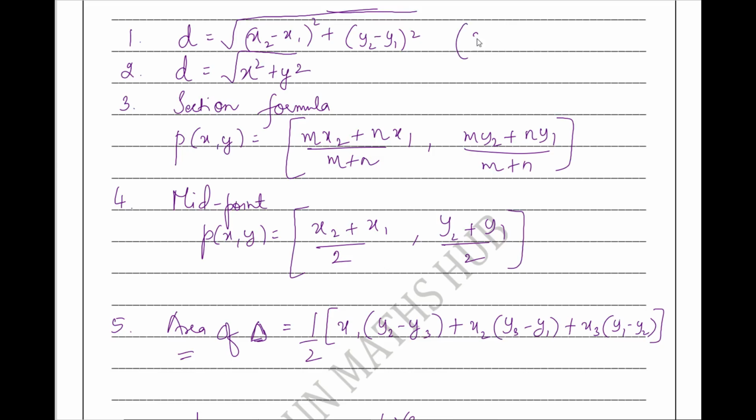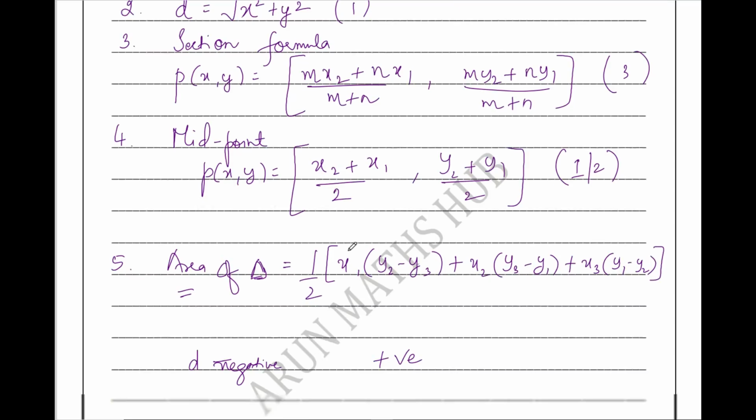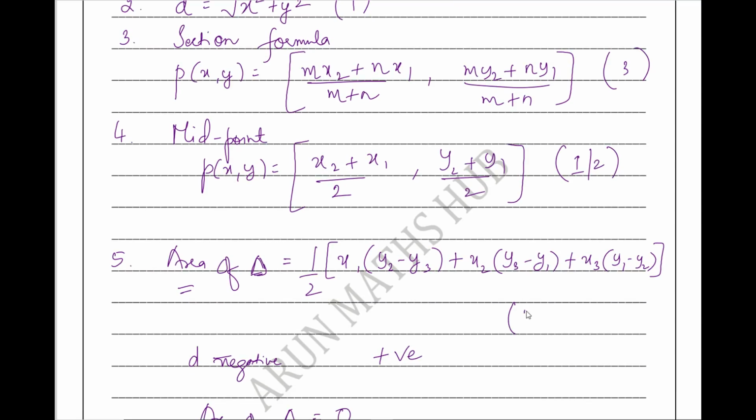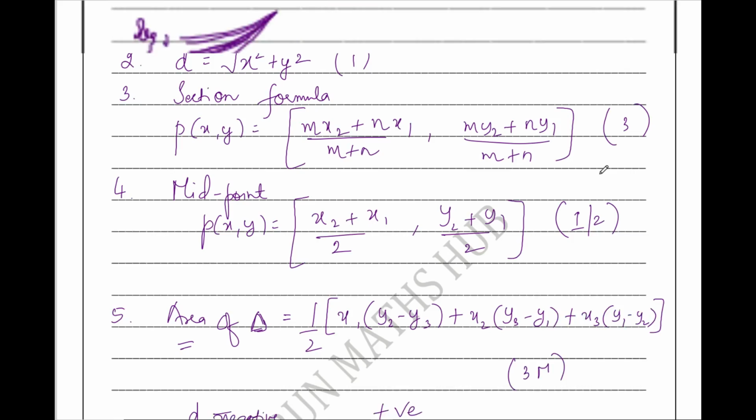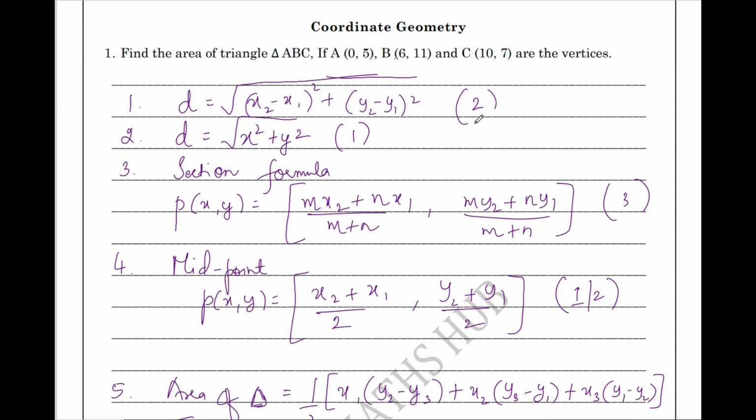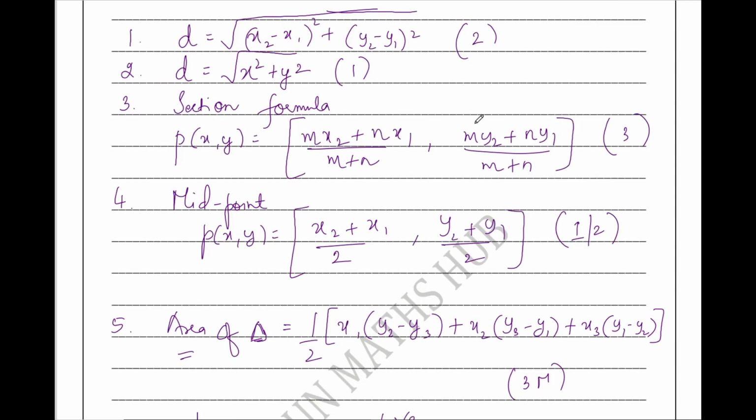Based on the distance formula, you'll get a 2-mark question. Based on the distance between the point and origin, you can expect a 1-mark question. Based on the section formula, a 3-mark question. Based on midpoint, a 1 or 2-mark question. Based on area of triangle, you can expect a 3-mark question. So the chapter is very simple to score 3 plus 1 plus 2 plus 1, around 7 to 8 marks very easily.